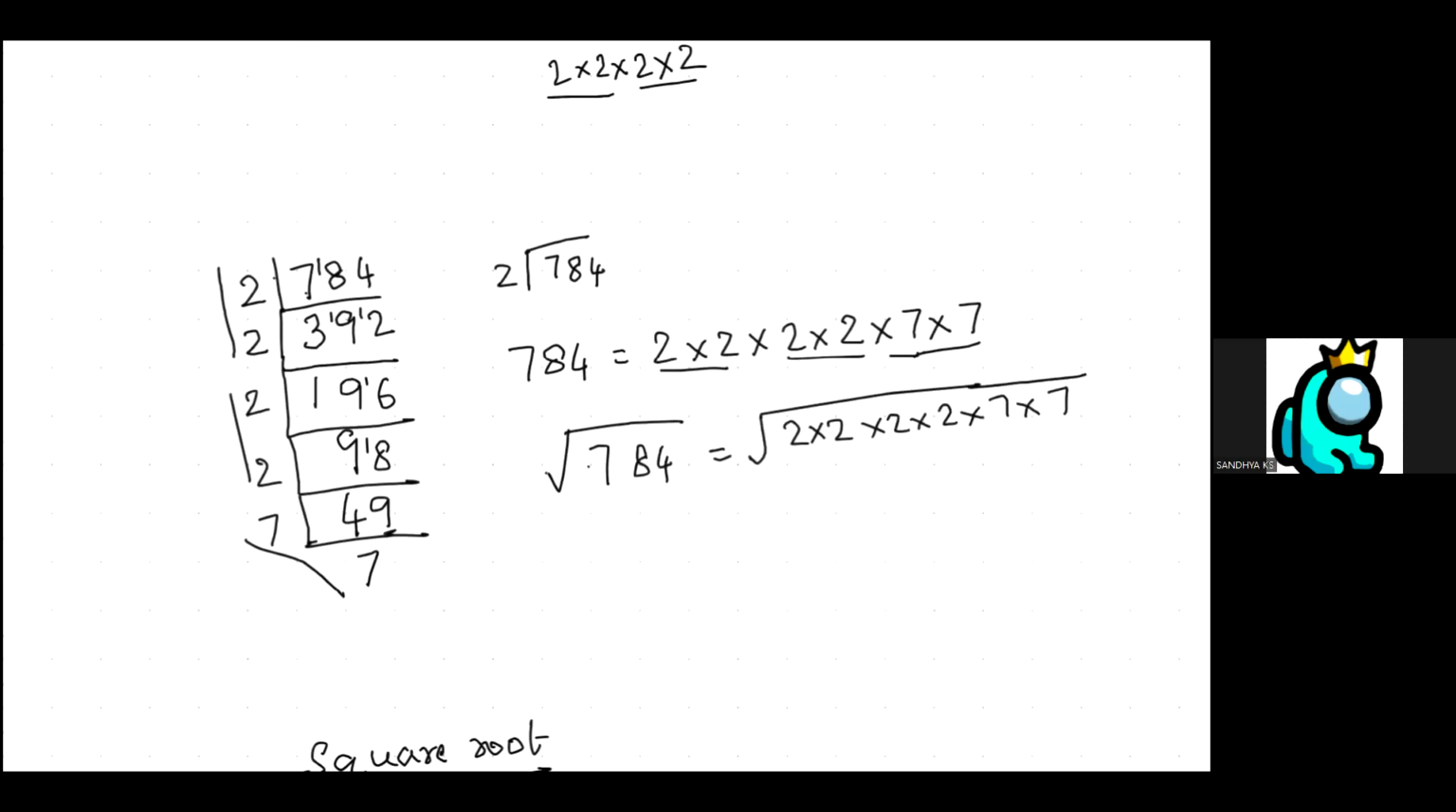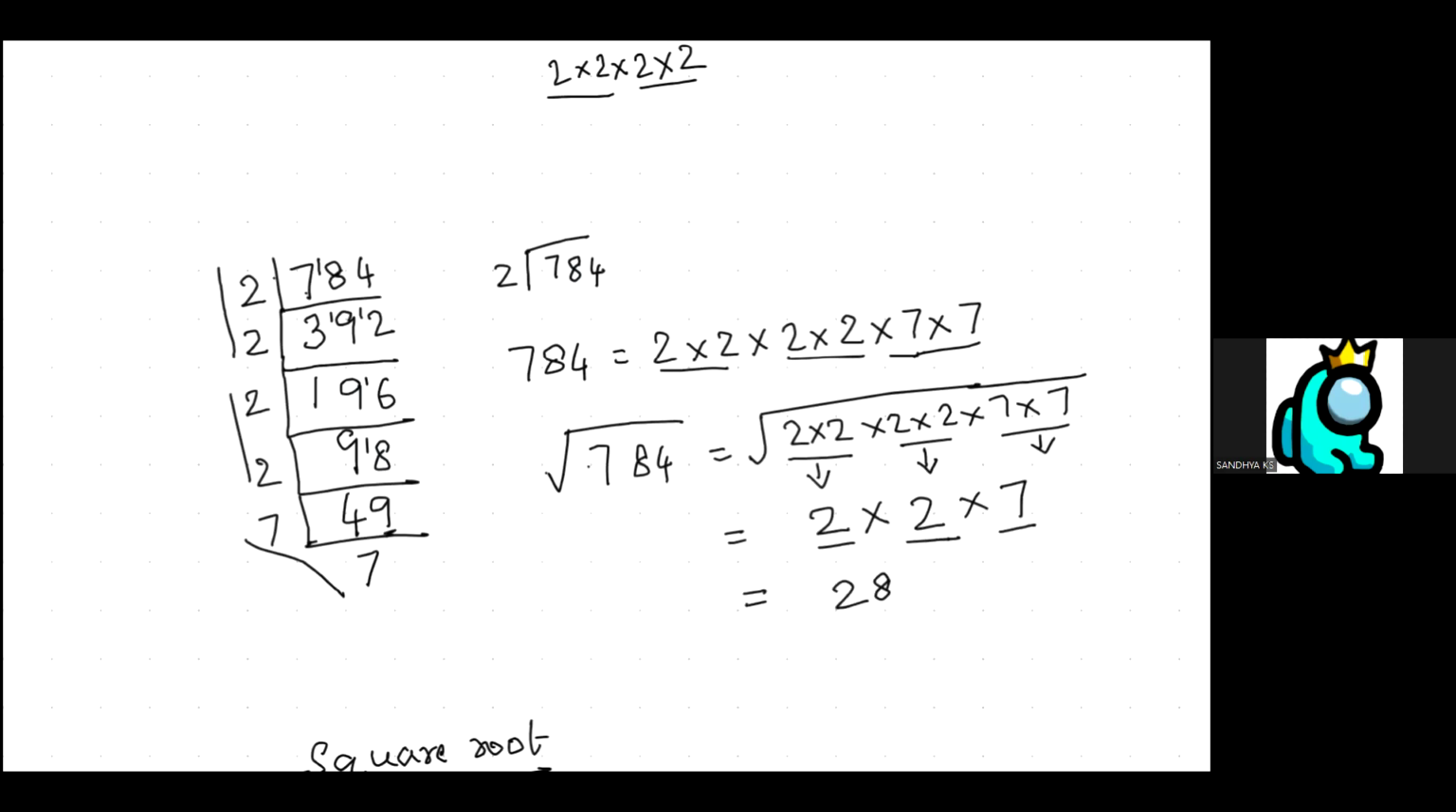Now, you need to group it as pairs. Okay. So, here 2, how many pairs of 2 do I have? 2 pairs of 2. So, for this one pair of 2 into 2, I need to take 1, 2 outside. Then, for the 7 into 7, I need to take 1, 7 outside. So, my answer will be 2 multiplied by 2, 4. 4 into 7, 28. So, square root of 784 is 28.